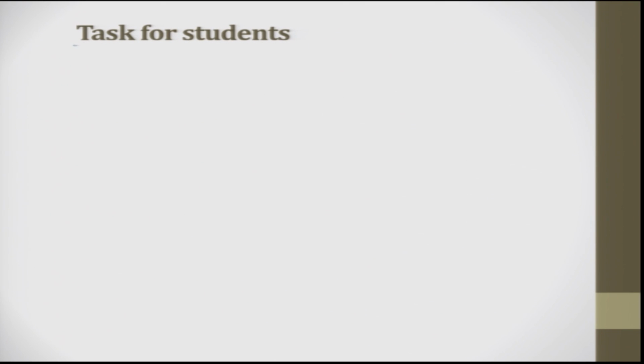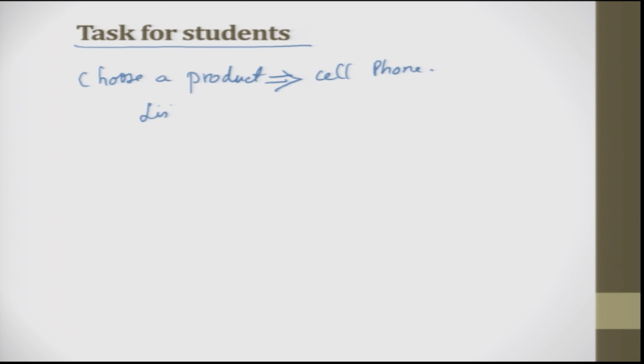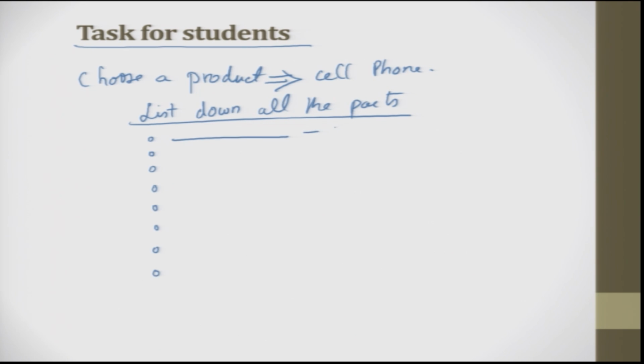So, with this we come to an end for lecture 4. So, today's task is to choose a product. Let us take a cell phone. Okay. List down all the parts to the best of your knowledge. List down all the parts, 1, 2, 3, 4, whatever it is, and then try to write down their expected lifetime. Okay. Try to write the expected lifetime for maybe 10 of these.